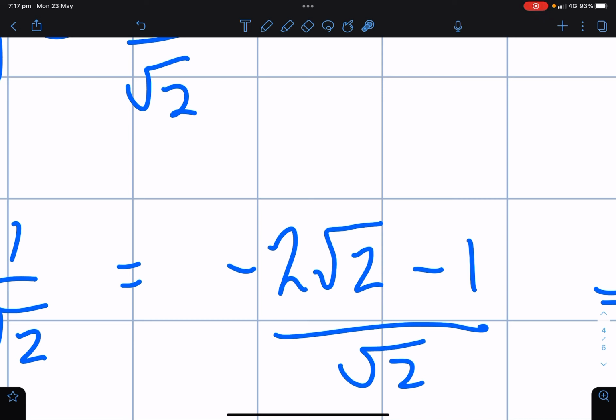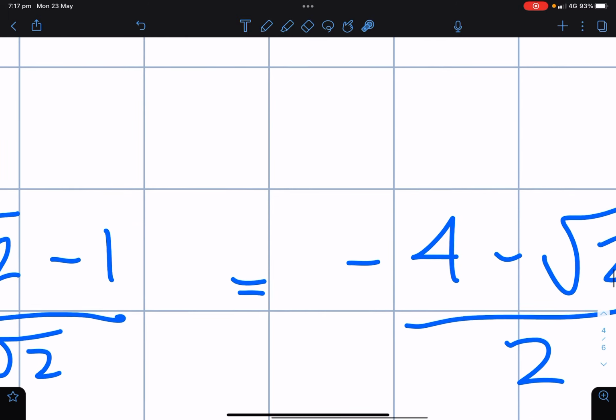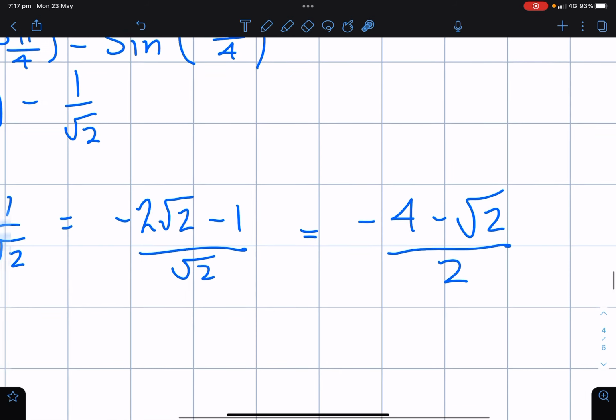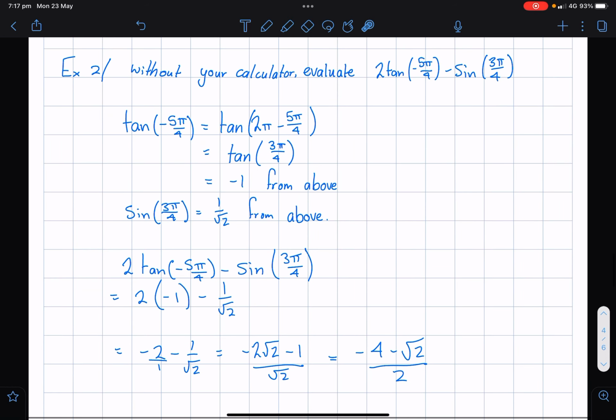Now, a lot of the time we will get you to rationalize the denominator. What that means is getting rid of this surd on the denominator of our fraction. So we do that by multiplying top and bottom by root 2. So this comes out to be negative 4 take root 2 divided by 2. All right, and that is solving 2 times tan of negative 5 pi on 4, take away sine 3 pi on 4. The same process should be used for all types of these questions. If you do it systematically, you'll be able to get these questions out, no trouble at all.